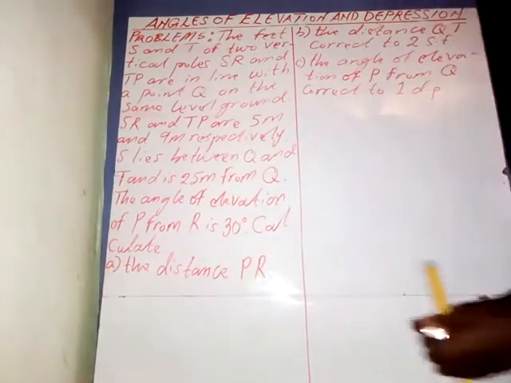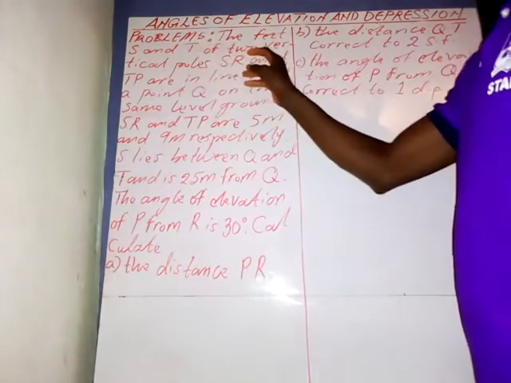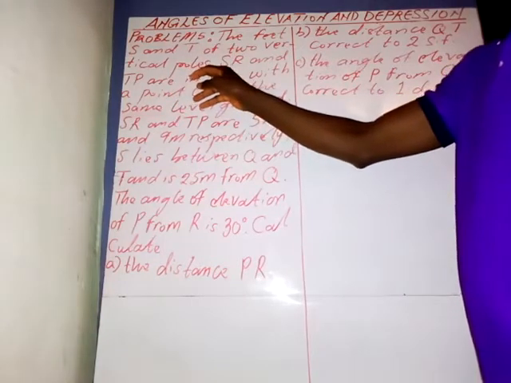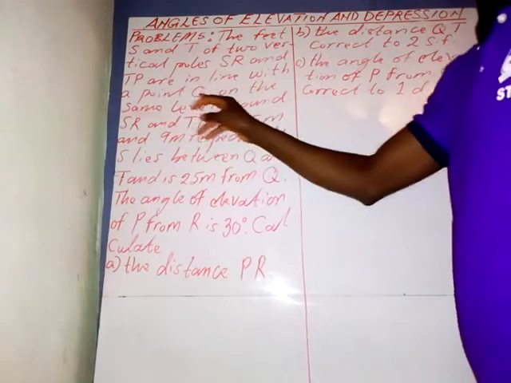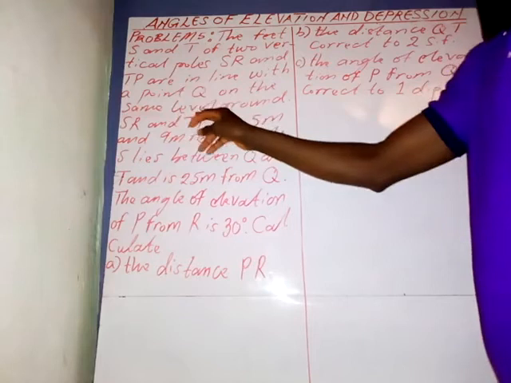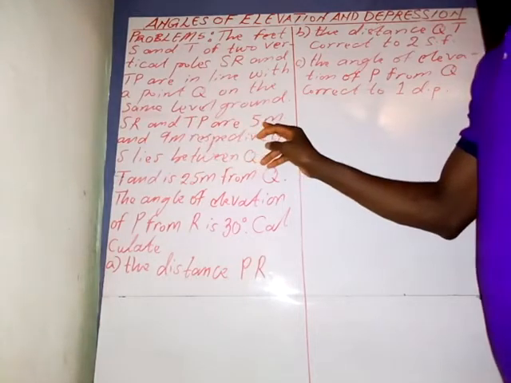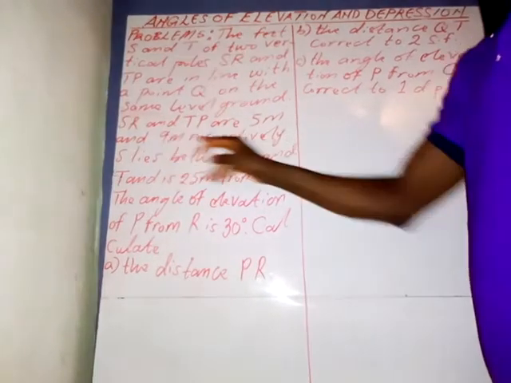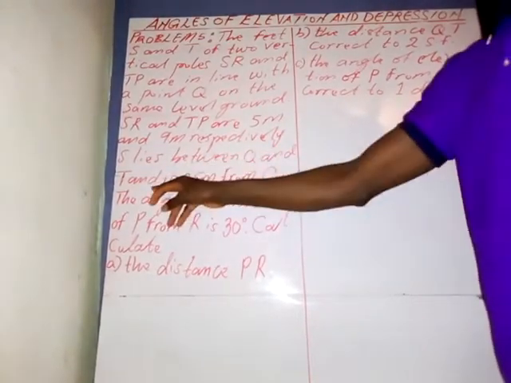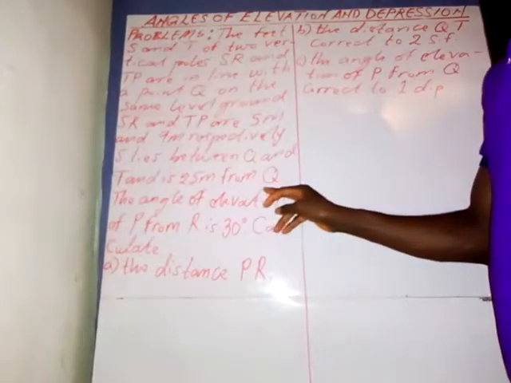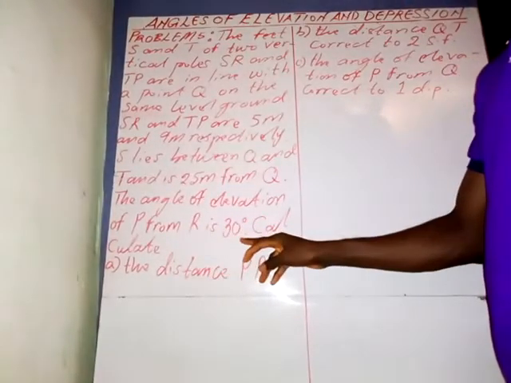Alright. So the question says, the feet S and T of two vertical poles SR and TP are in line with a point Q on the same level ground. SR and TP are 5 meters and 9 meters respectively. S lies between Q and T and is 25 meters from Q. The angle of elevation of P from R is 30 degrees.